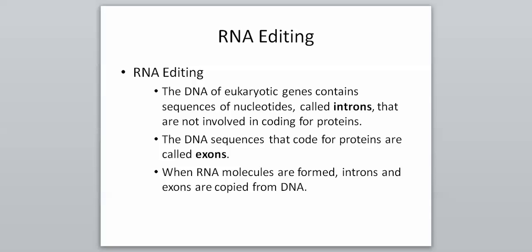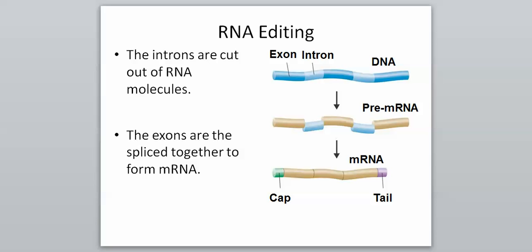When RNA molecules are formed, introns and exons are copied from our DNA. Taking a look at this more specifically, our introns are cut out of our RNA molecules, whereas the exons are then spliced, and splice is a fancy term for being glued together, to form mRNA. So know the difference: introns are not going to be used to make our RNA molecules, where exons will. Again, that sounds backwards, but you just have to memorize that exons are used and introns are not.